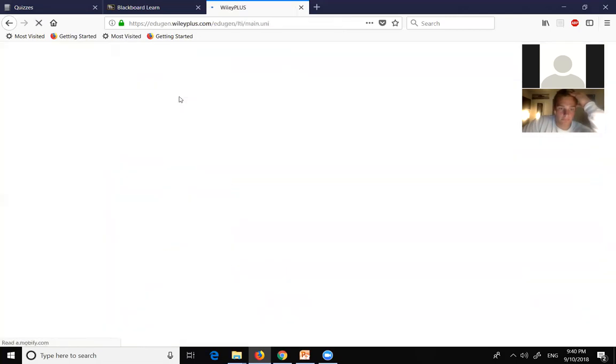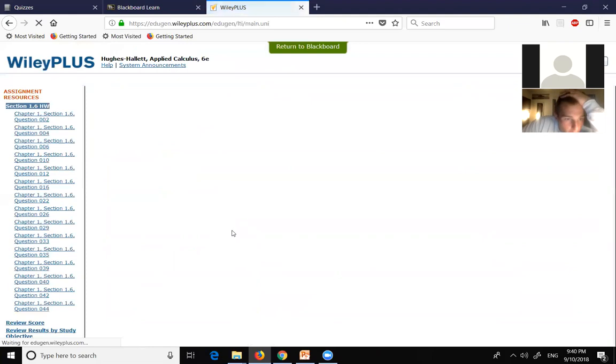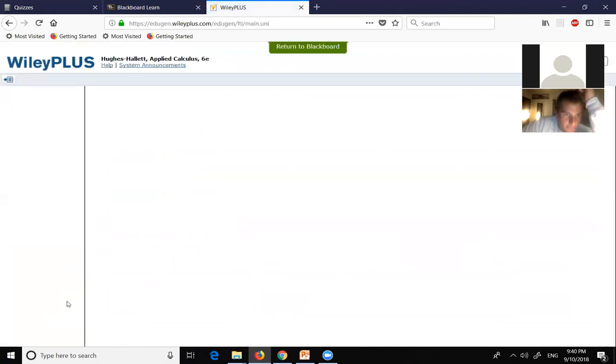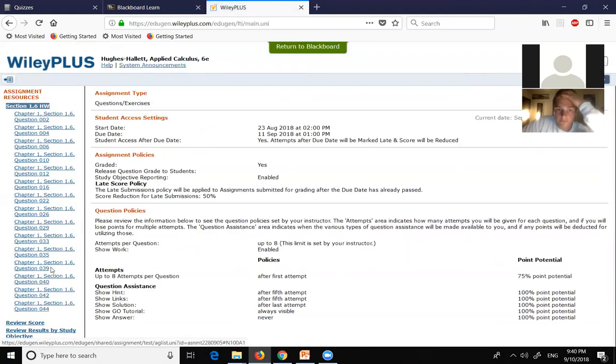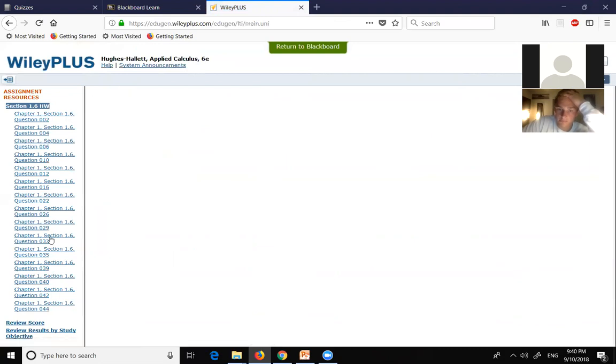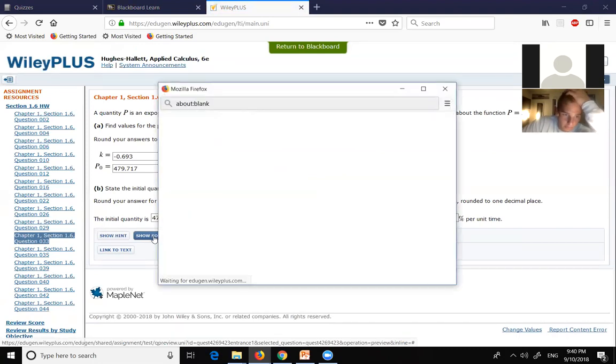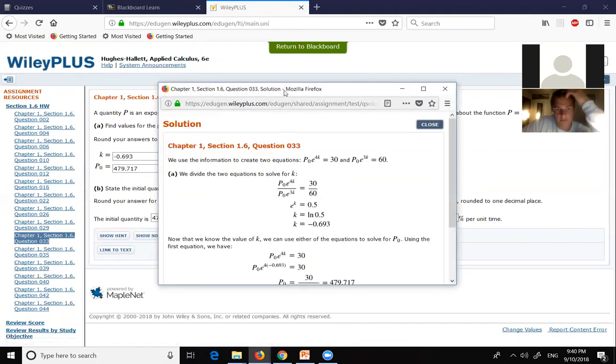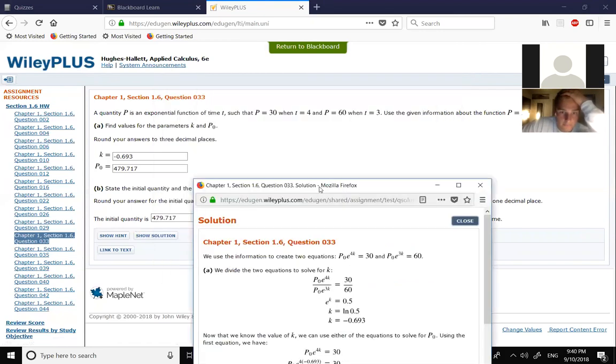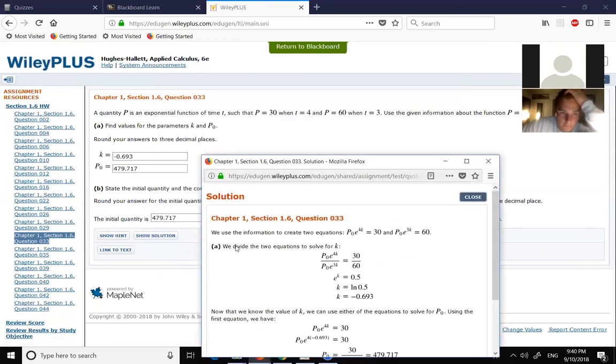Okay, so what's the question for 1.6? 33. Here. I guess it's a similar problem though. Let me try to solve it so we can explain it from there. All right, so you are still able to see the whole screen, right? Okay.